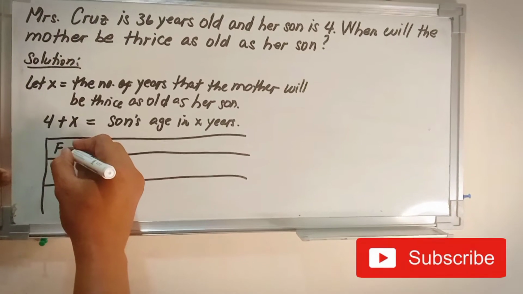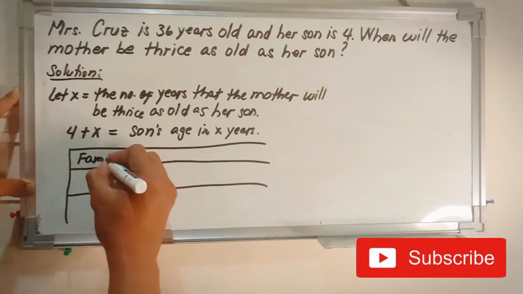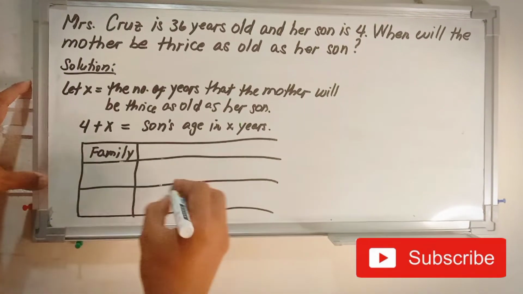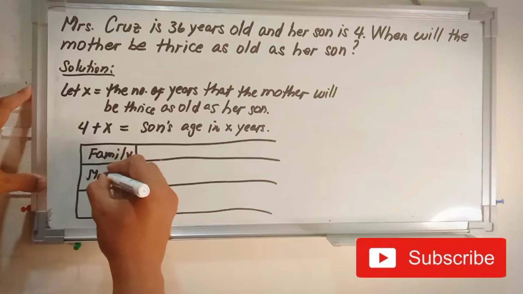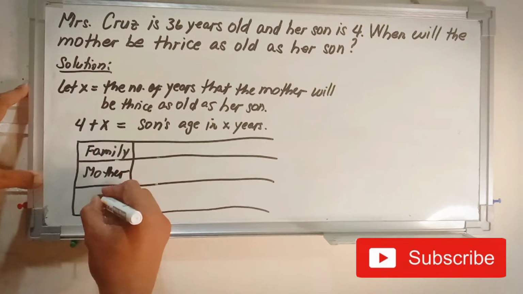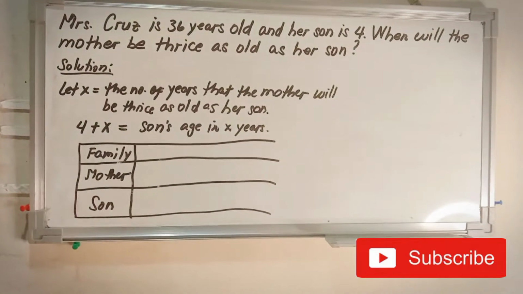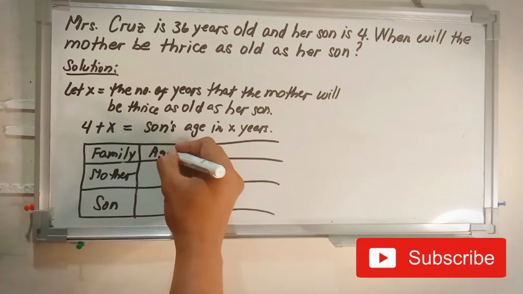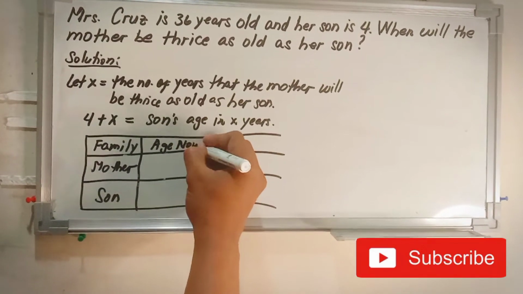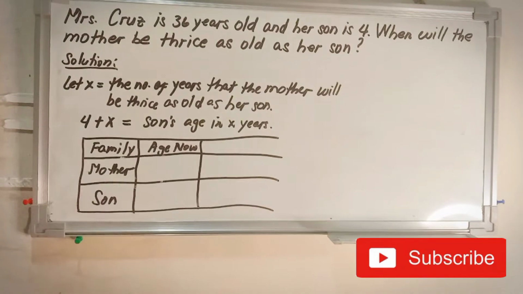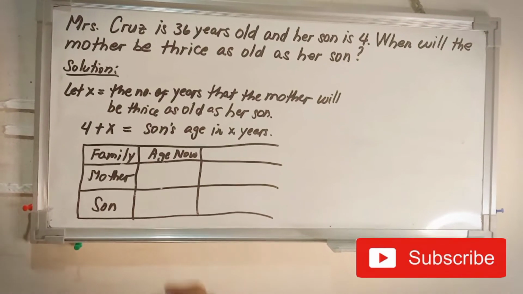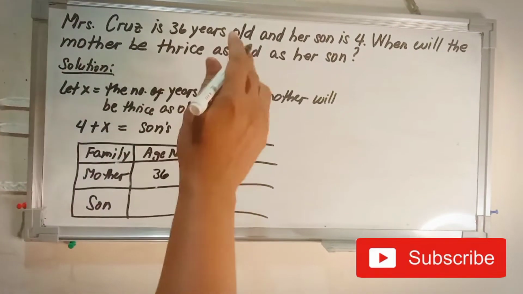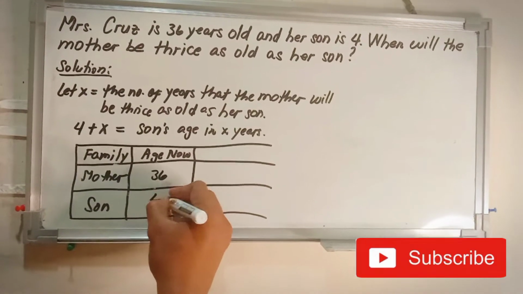Shall we use a family? So, who are the members of the family? Okay, the mother and the son. Next column is age now. What is the age of the mother as of now? 36, given in the problem, right? And what about the son? It is 4.